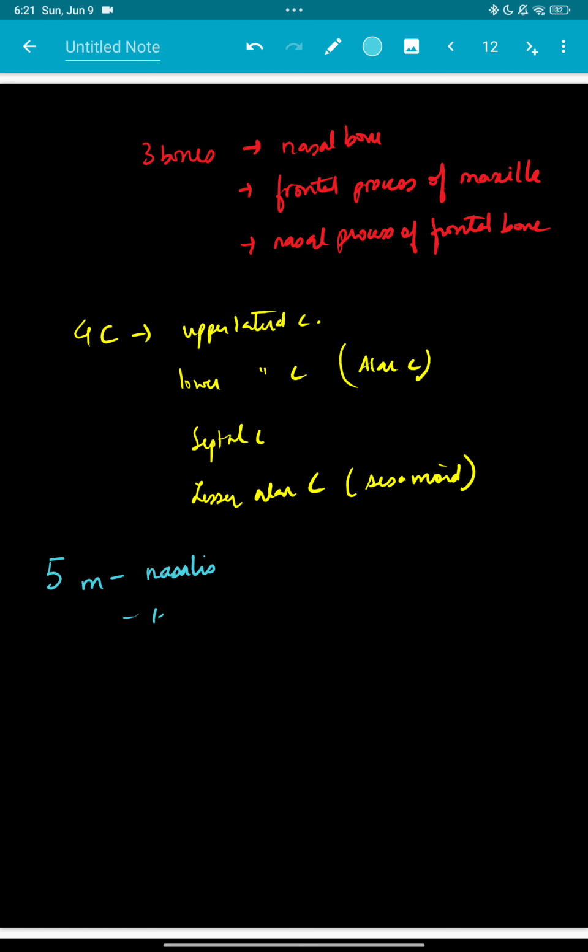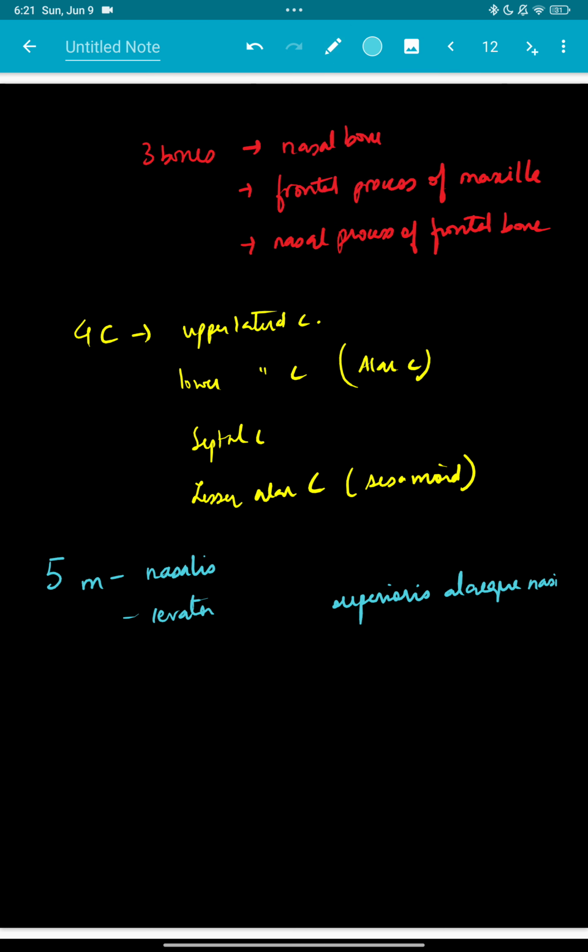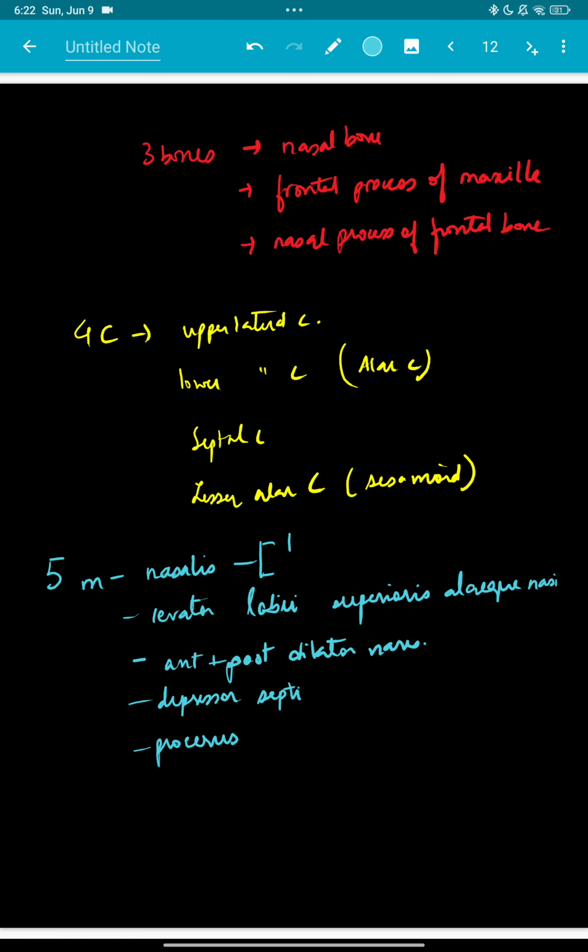Number one is nasalis. Number two is levator labii superioris alaeque nasi. Then we have anterior and posterior dilator nares. Then we have depressor septi and we have procerus. Later we'll learn that nasalis has two parts: number one is the transverse part and another one is the alar part. So we have 3 bones, 4 cartilages and 5 muscles.